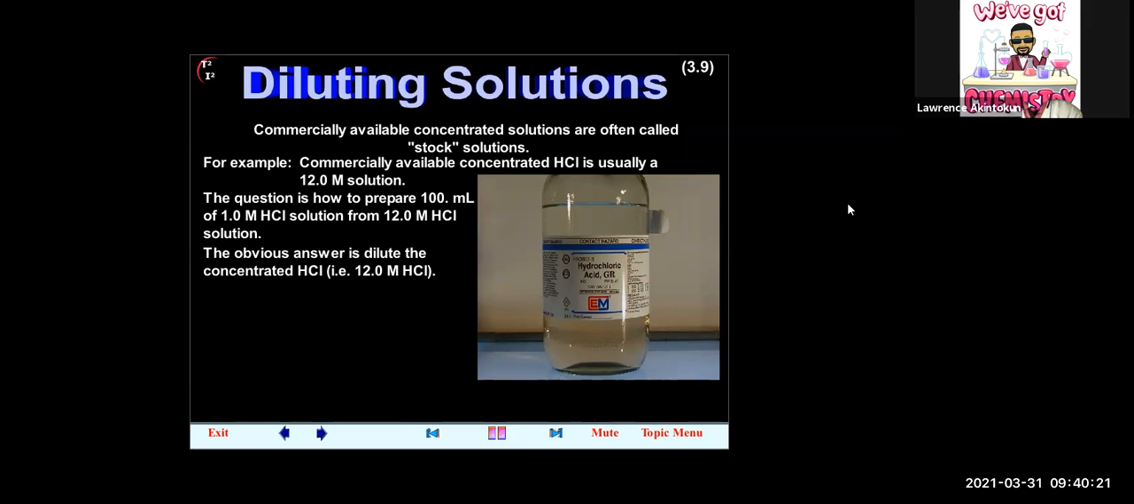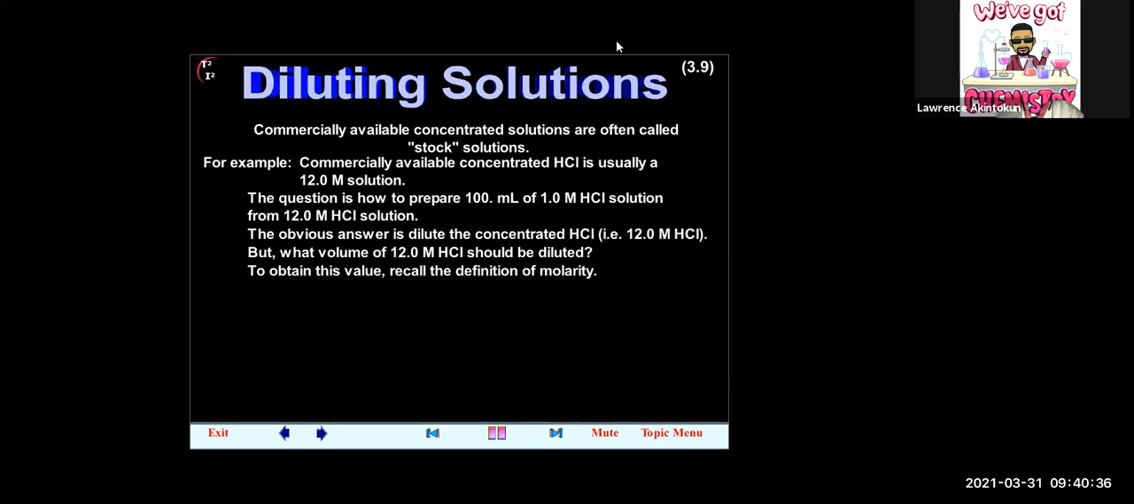The obvious answer is dilute the concentrated HCl, that is 12.0 molar HCl. But what volume of 12.0 molar HCl should be diluted? To obtain this value, recall the definition of molarity. Molarity, M, is equal to moles of solute, n, divided by liters of solution, L. Hence, moles of solute, n, equals molarity, M, times liters of solution, L.